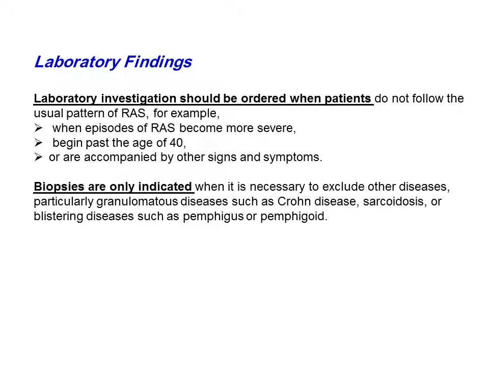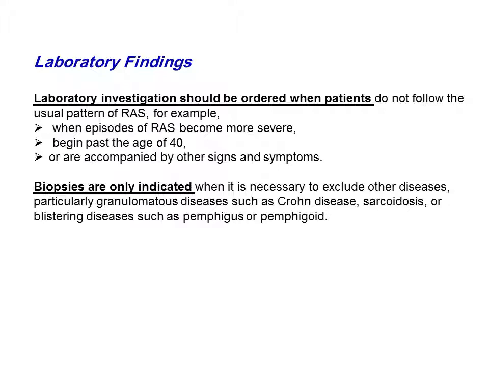Laboratory investigation should be ordered only when there is a problem with the diagnosis. How can we find there is a problem in the diagnosis? When the episodes of recurrent ulcers become more severe, when the patient is past 40 years of age, and when there are other associated signs and symptoms.